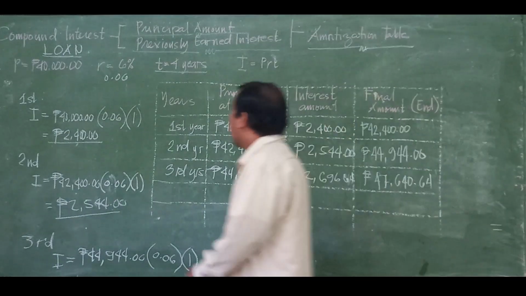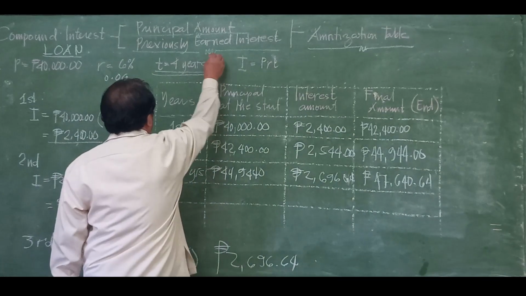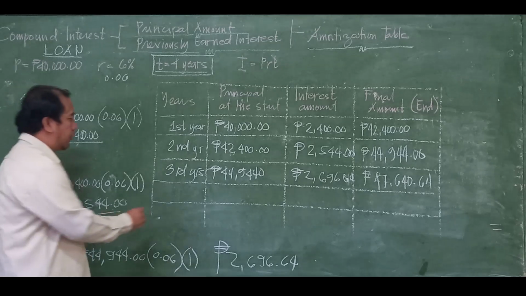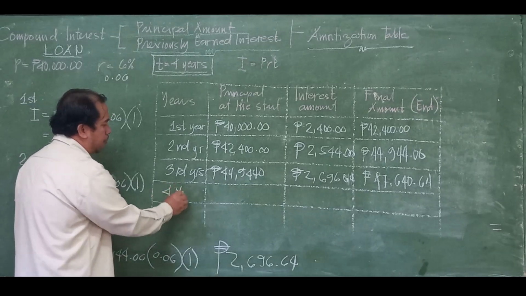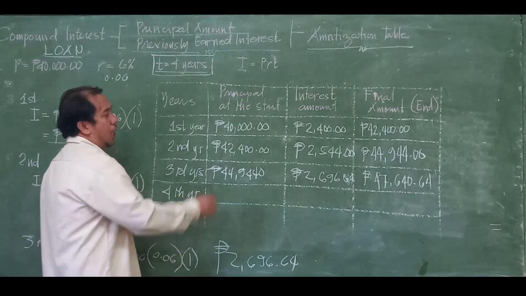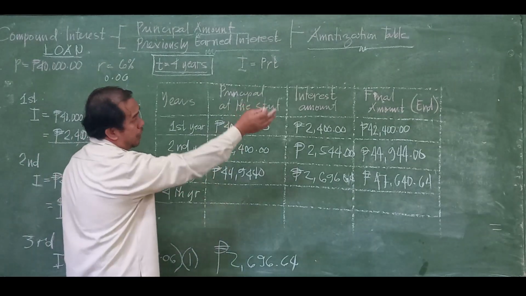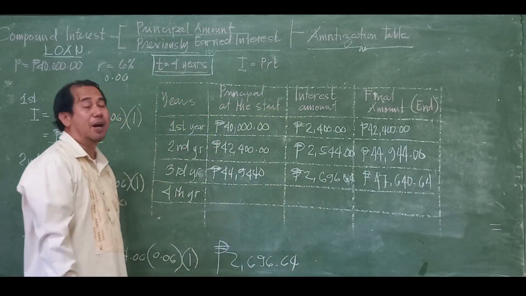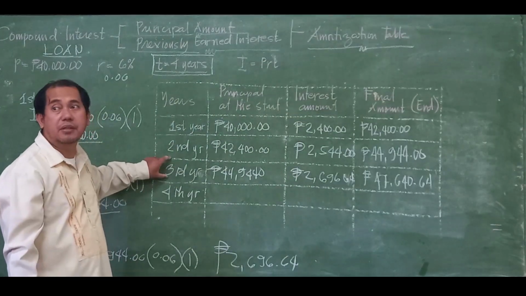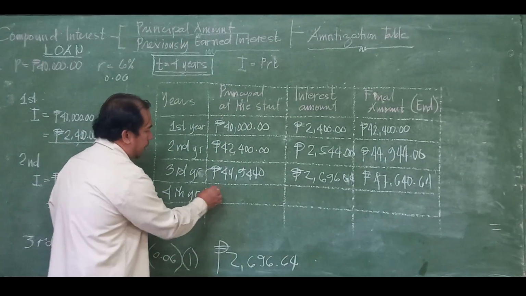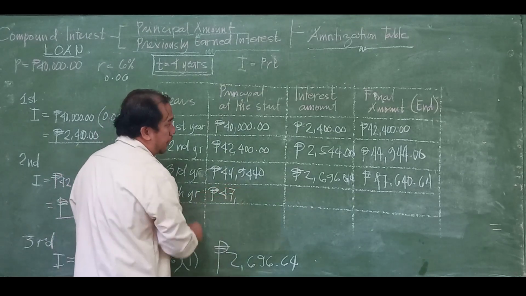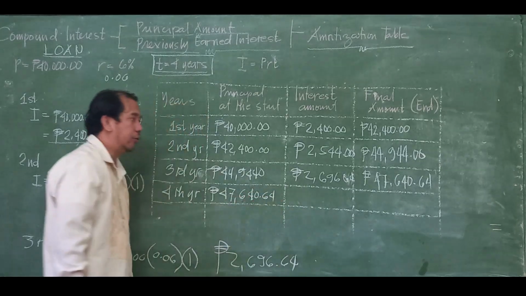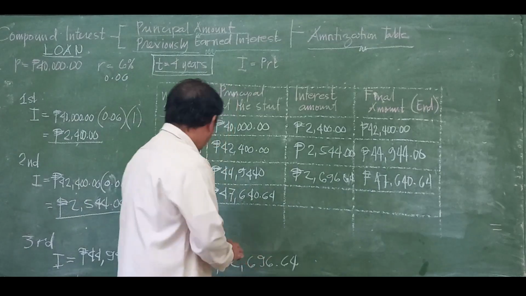Now next, our problem is in the fourth year. What would be the final amount in the fourth year? Same process. The principal at the start will always be the final amount at the end of the third year. And so what is that? That is 47,640.64.